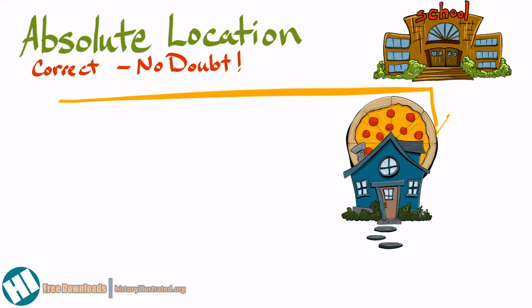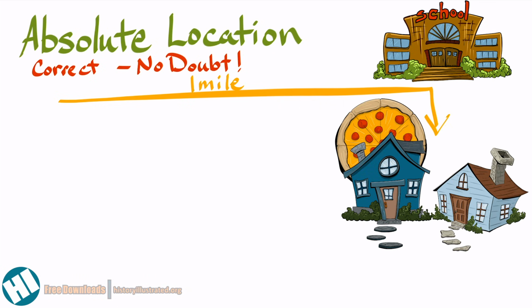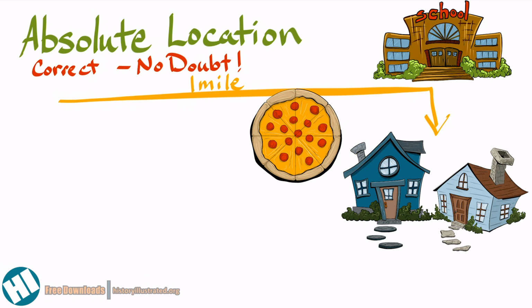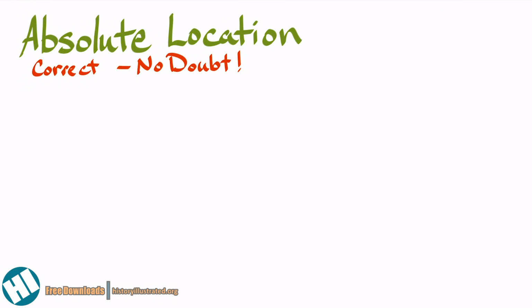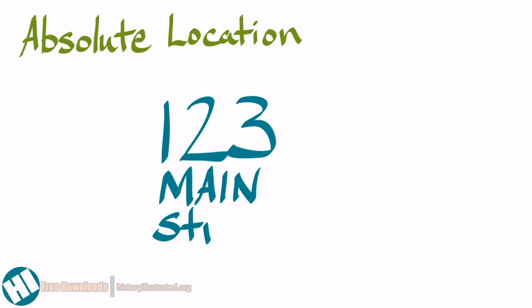This works well most of the time. But what if there are 2 blue houses? Or the driver goes a little under a mile. Maybe they missed the school. Well, an absolute location could work better. You could give them the address, like, I live at 123 Main Street. This address is an absolute location.